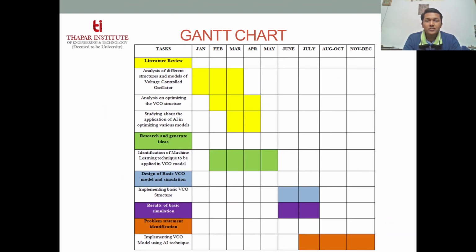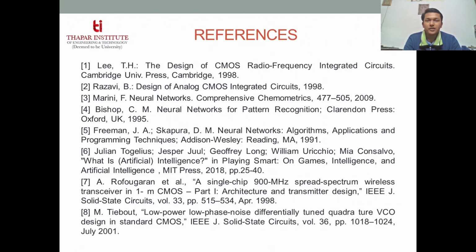So this is the Gantt chart of this project, and we can see that the tasks like analysis of different VCO models and their techniques for optimized designs were studied and completed. Identification of the artificial intelligence or machine learning technique to be applied in the VCO model has also been completed. Basic simulations were done and the results were studied, and finally the implementation of the artificial intelligence technique in the VCO model has also been completed.